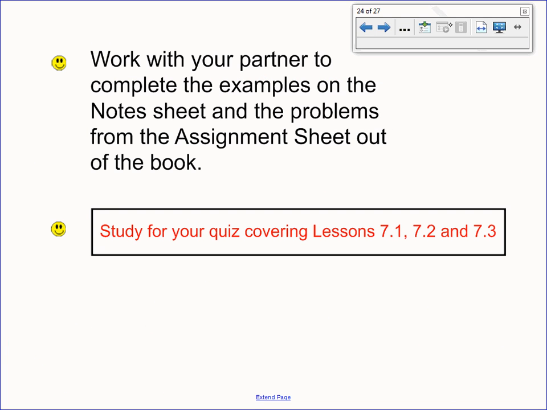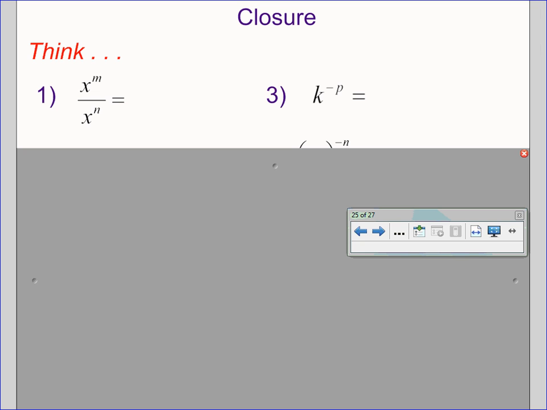Okay, now you're going to work with your partner to complete the examples on the note sheet. We did it, so you're checked. We've already done that. But the problems from the assignment sheet out of the book, that is a whopping assignment, so you've got a nice chunk of time to work on that. And then study for your quiz covering lessons 7.1, 7.2, and 7.3. But first, let's take care of our closure, and then you'll have the rest of the time for work.